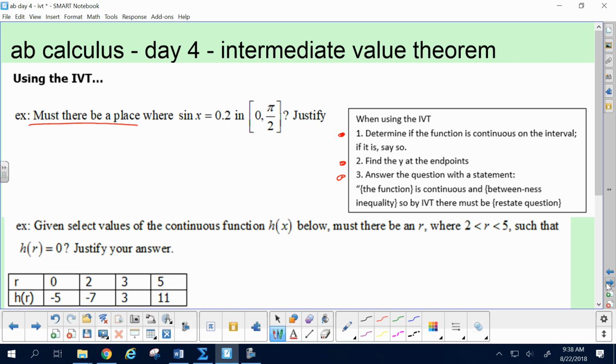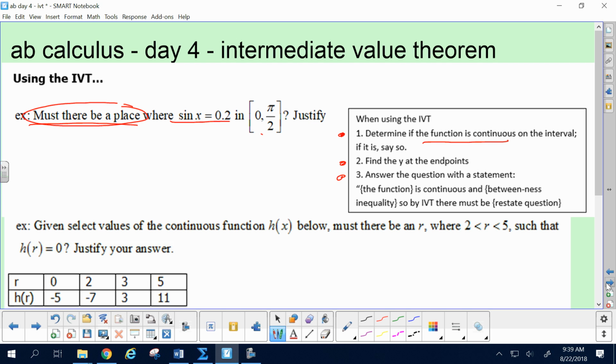Must there be a place where sine equals 0.2 in that interval? Well, it doesn't ask you to solve it, okay? It doesn't say, find the place where sine equals 0.2. That's not the question. It said, must there be a place? And justify. Now, start with, is the function continuous? When you see must there be a place where it passes through this, think IVT.